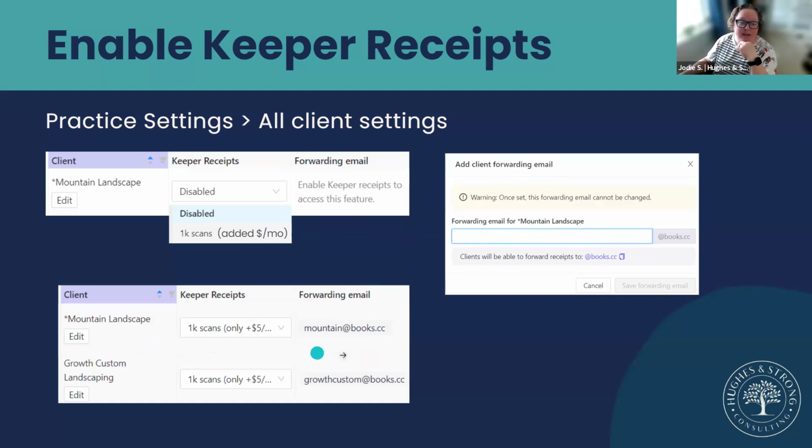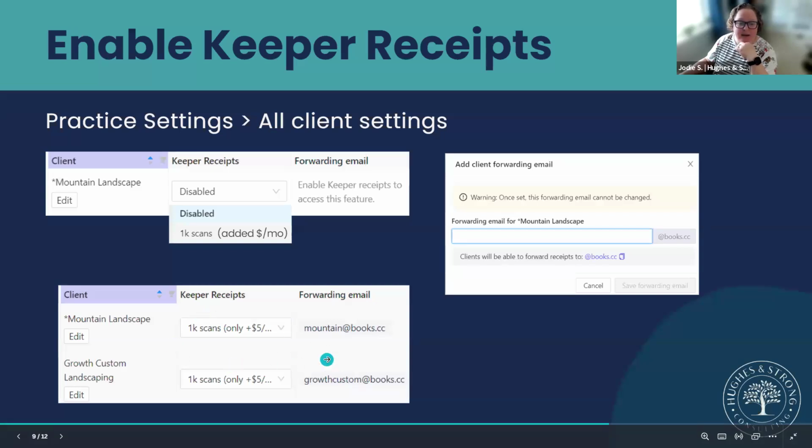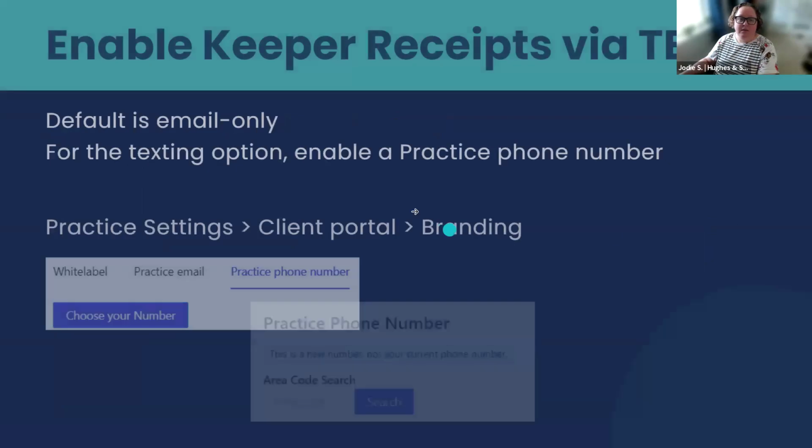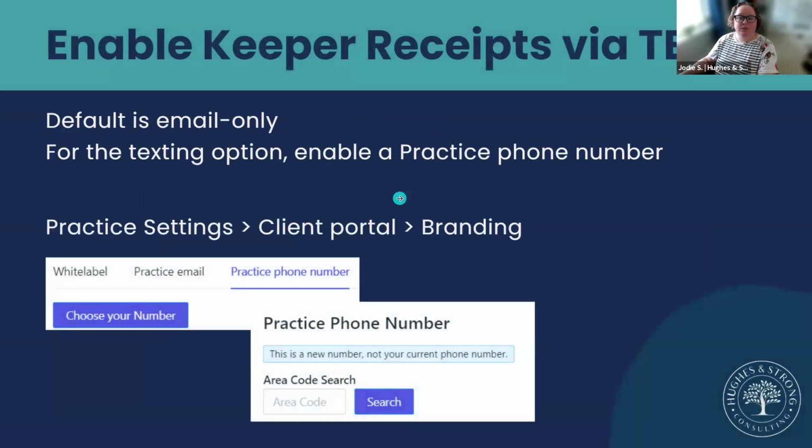So when all is said and done, this is what your screen will look like to show you there's the forwarding addresses for the clients that have it enabled. Now, with Keeper Receipts, the default is email only. If you want them to be able to text you, you have to have that practice phone number enabled.